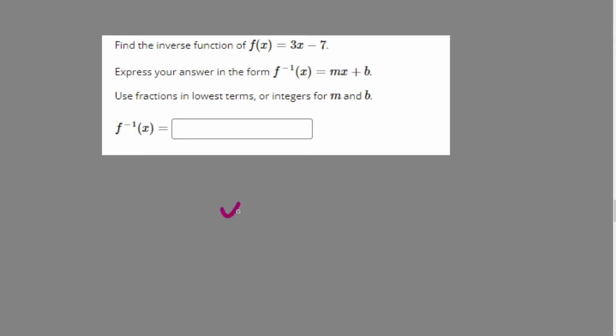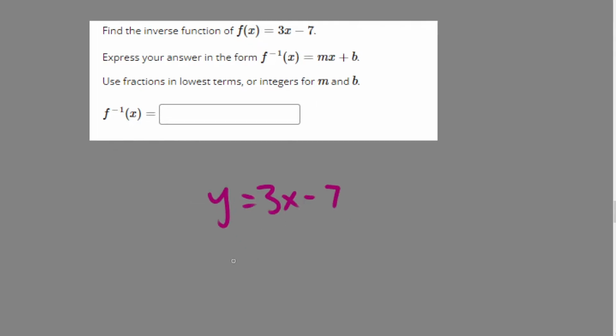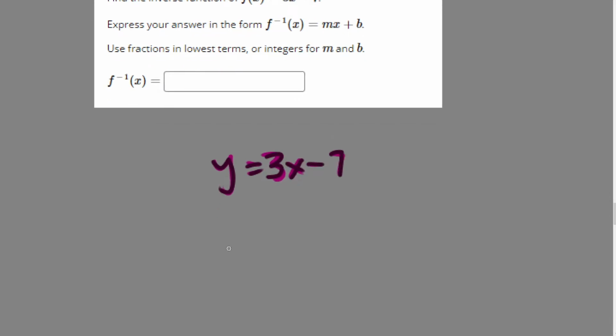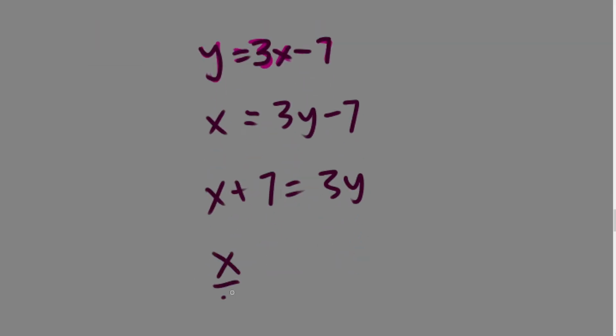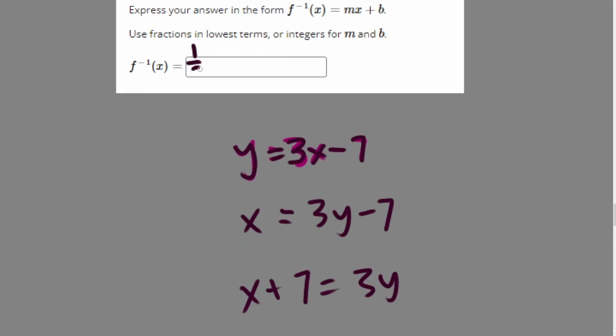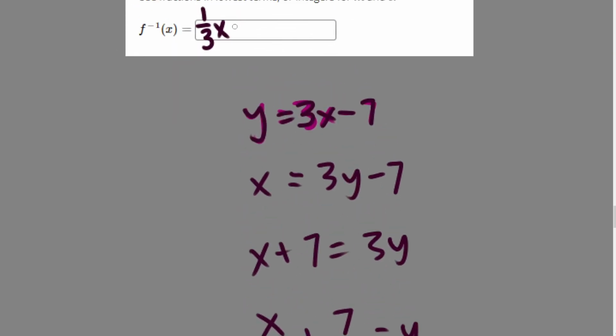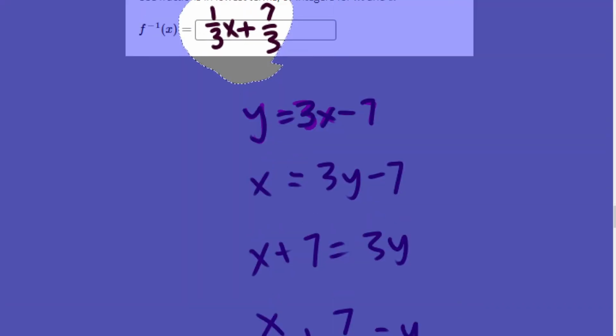So y equals 3x minus 7. Also I guess maybe for colorblind people, we'll do y equals 3x minus 7. So x equals 3y minus 7. x plus 7 equals 3y. x divided by 3 plus 7 divided by 3 equals y. So you can do 1/3 x plus 7/3 equals, hold on. Because we actually want to put the f of, oh, it already has that there, so we're good.